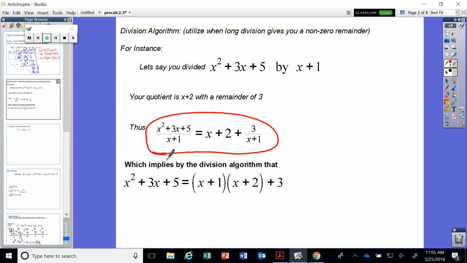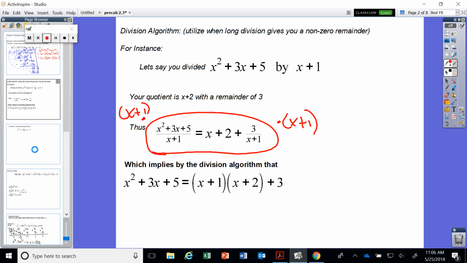But the division algorithm lets us also understand that the polynomial we were dividing, x squared plus 3x plus 5, is also equal to x plus 1 times x plus 2, plus 3. All you really do by the division algorithm, if you see now, guys, is multiply by x plus 1 on both sides of the equation. Do we see that? That's all that we really did in that example. And so that's what the division algorithm allows us to do.